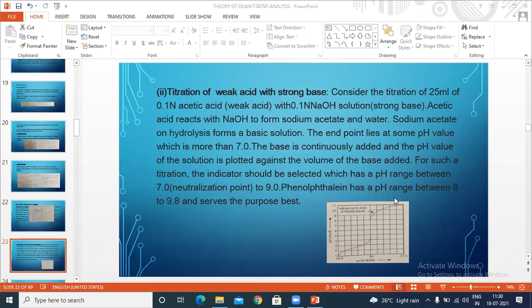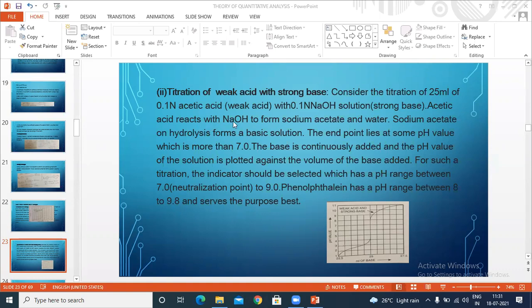In this case, what we have to measure is the volume of the solution, or the difference in the pH, by simply drawing a graph of pH value against the volume of base added. So for a weak acid versus a strong base, that means acetic acid versus sodium hydroxide, consider the titration of 25 ml of 0.1N acetic acid, which is a weak acid, with 0.1N sodium hydroxide solution, which is a strong base.